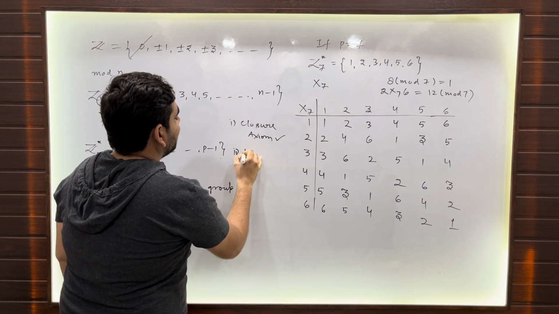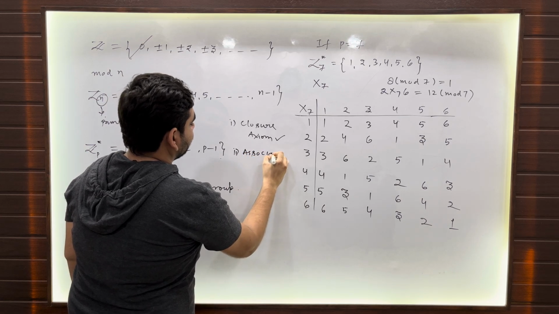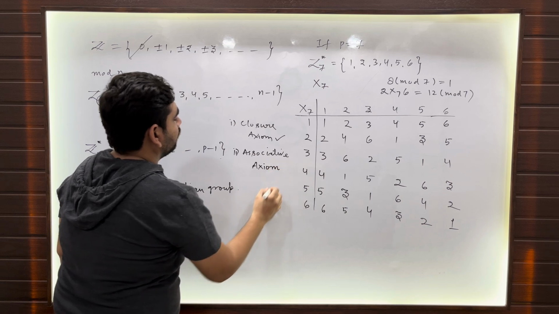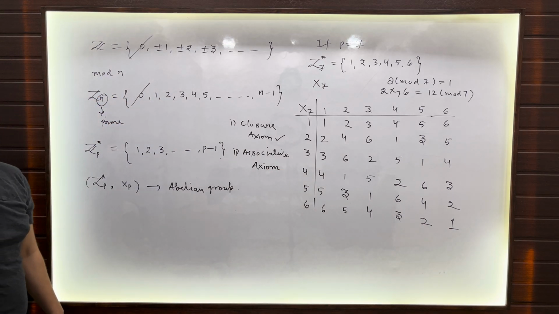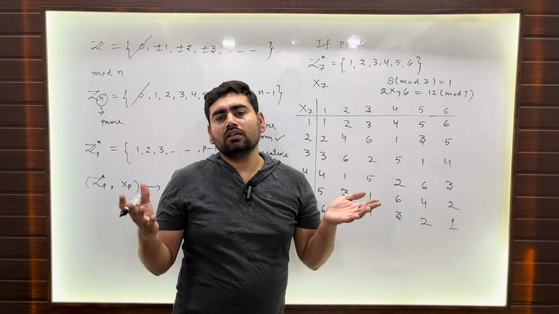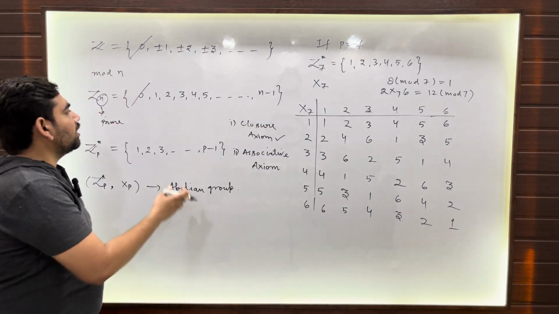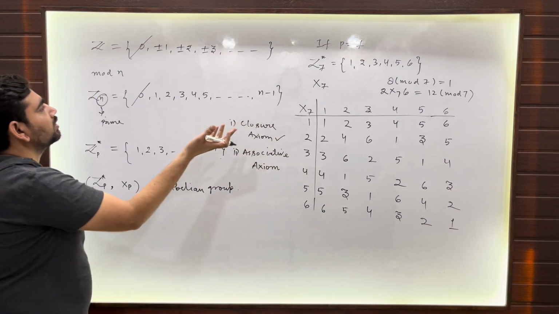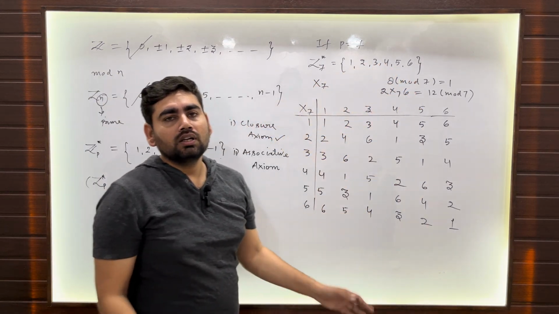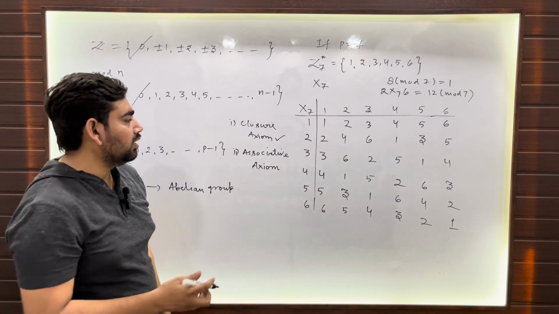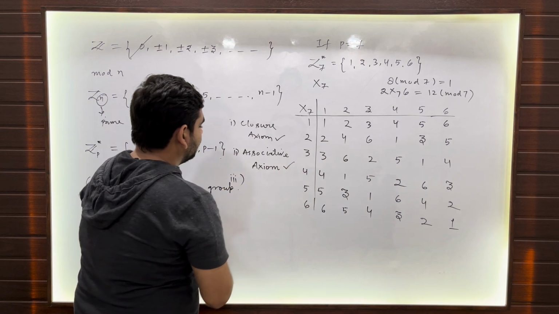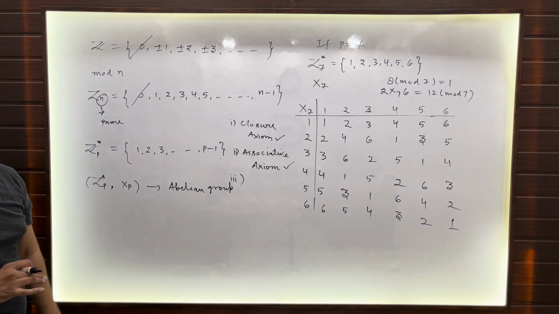The second axiom is the associative axiom, and we know that in general multiplication of integers is associative. So these are integers reduced under the modulo n system, so these will remain integers. Multiplication of integers is associative, therefore the associative axiom will remain satisfied. In general, it will be satisfied for integers.